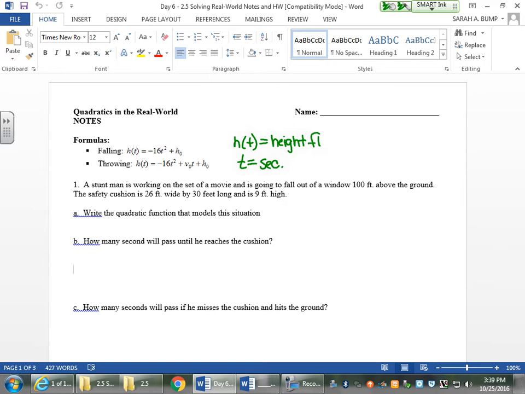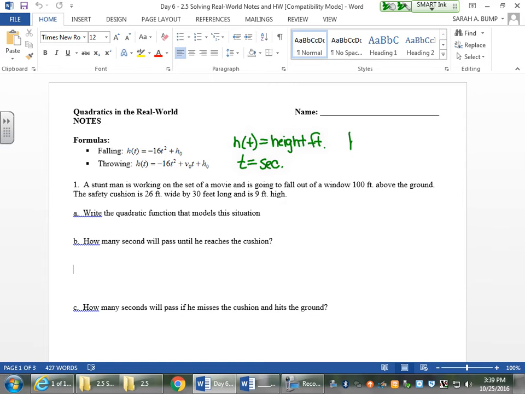Also, the height for these examples will be in feet. You'll see later tomorrow on some of the worksheets that when it's not feet, you won't see a negative 16 there. It'll be a different variable. A different variable is used for meters because the unit's different.